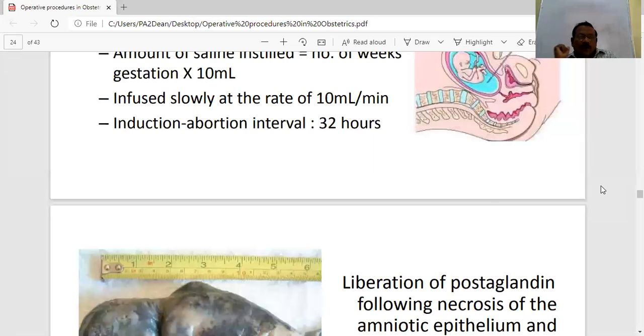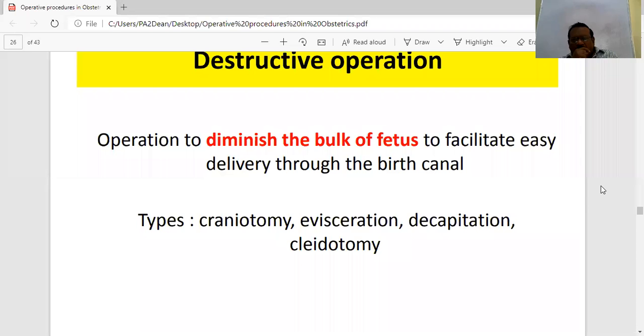Coming to the destructive operations in obstetrics, these are operations to diminish the bulk of the fetus to facilitate easy delivery through the birth canal. The types of destructive operations are craniotomy, evisceration, decapitation, and cleidotomy, which are the destructive surgeries adopted in obstetrics.